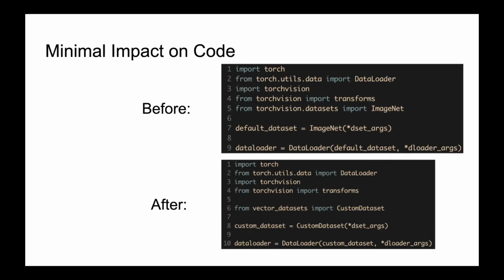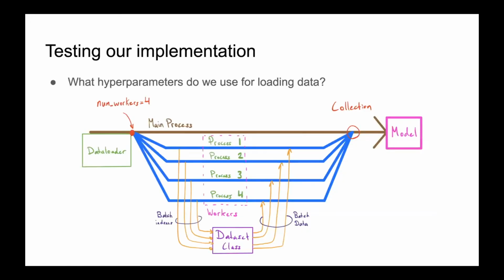So before, it's just the standard: from torchvision.datasets import ImageNet, create your dataset, and then give it to the data loader. But after our changes, all it should be is instead, you're pulling from vector datasets. You're going to import the custom dataset, and you're just going to create a new custom dataset object and then feed that to the normal PyTorch data loader. So just 2 lines of code, well, maybe 3. Before testing our implementation, I'll go through the hyperparameters that we were going to vary.